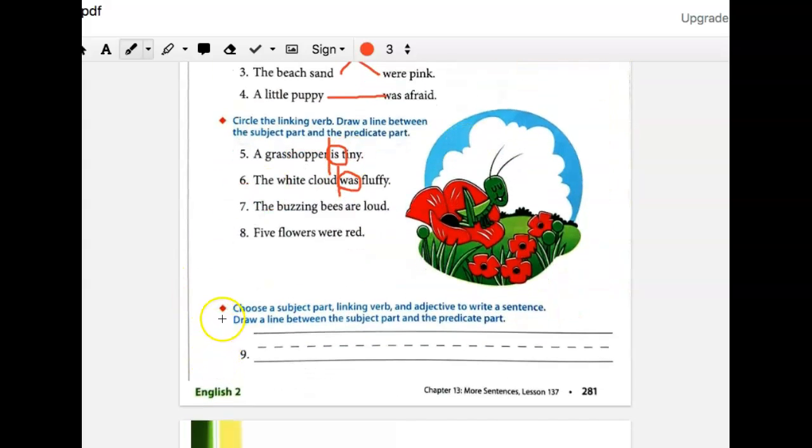Number 9, you're going to choose a subject part, linking verb, and adjective to write a sentence. Draw a line between the subject part and the predicate part. So what you're going to do is write any sentence, but with a linking verb. So you have to write a sentence using a linking verb, not an action verb. And then you're going to draw a line between the subject part and predicate part, just like we did for numbers 5 through 8.